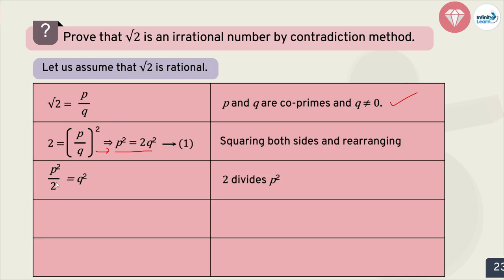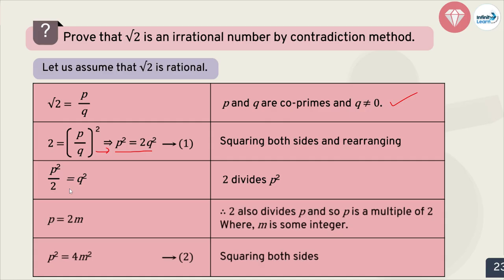अब 2 divides p square, 2 divides p. ठीक है? 2 divides p square, 2 divides p. Here, now step, let p is equal to 2m. You have to learn this. Okay, ये याद करना पड़ेगा. p is equal to 2m. Now squaring on both sides. p square is equal to 4m square.